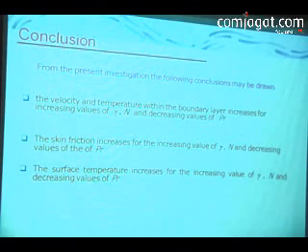Conclusion: the velocity and temperature within the boundary layer increase for the increasing values of the thermal conductivity variation parameter and viscous dissipation parameter, and decreasing values of the Prandtl number. The skin friction increases for the increasing values of the thermal conductivity variation parameter and viscous dissipation parameter, and decreasing values of the Prandtl number. The surface temperature increases for the increasing values of the thermal conductivity variation parameter, viscous dissipation parameter, and decreasing values of the Prandtl number.